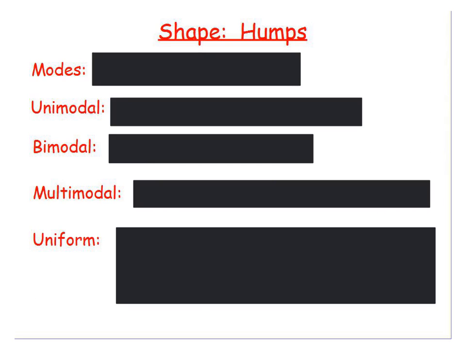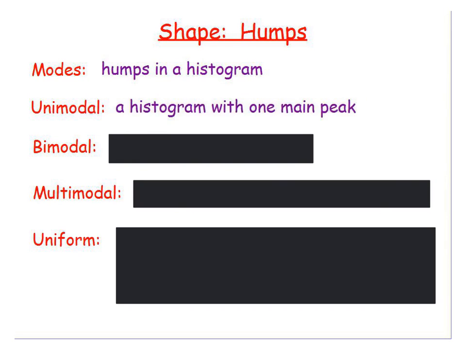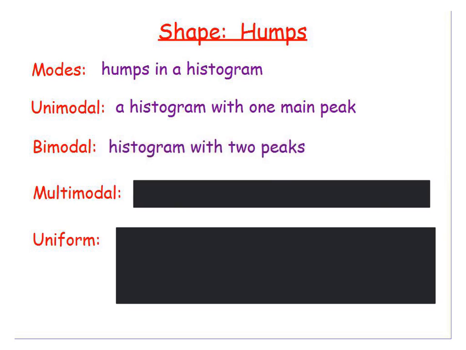So we know what a mode is. A mode is a number that, of course, occurs the most. In a graph, modes are your humps. So a graph that is unimodal, uni means one, simply has one main peak in the graph. A graph that is bimodal, bi means like a bicycle, two. This is a histogram that has two peaks throughout the graph.